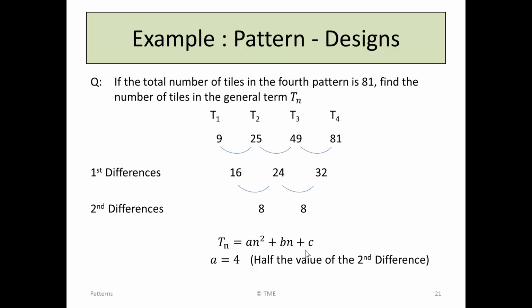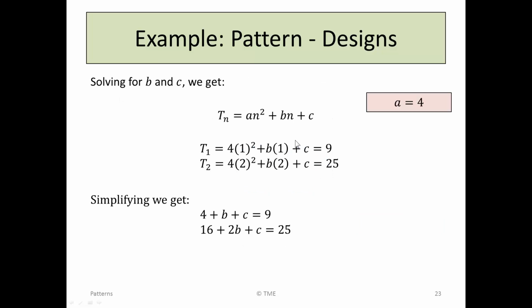But in addition to that, it's always the case that the a value is equal to half the second difference. So the a value here is half the common second difference of 8. So not only do we know that Tn is an squared plus bn plus c, but we know the value of a. So we can progress knowing that a is equal to 4. We also know that the first term is 9, the second term is 25, and the third term is 49, etc. So, solving for b and c, we can now say that the general form is an squared plus bn plus c, but in our case, a is 4.